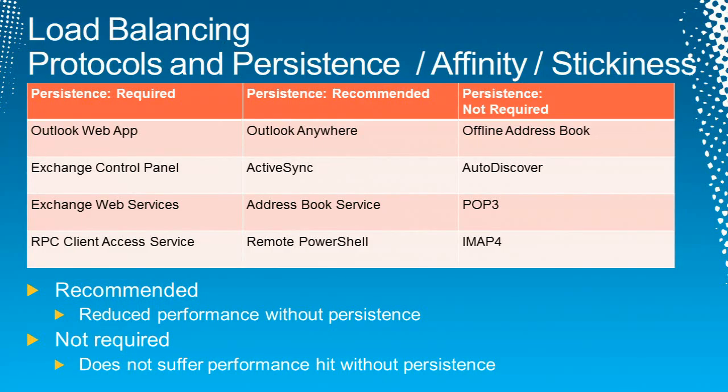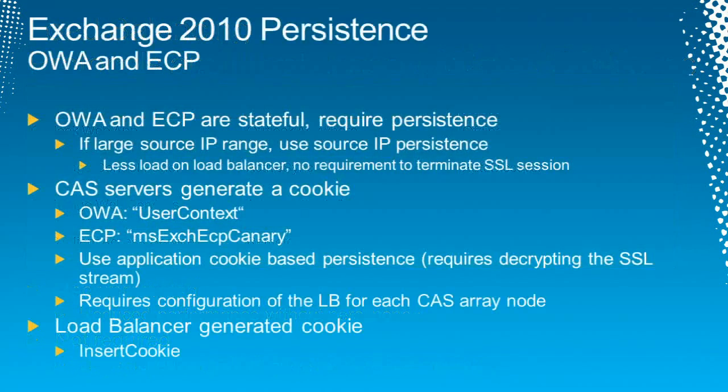So for the ones that require and recommend persistence, let's look at our recommended persistence options around that. So first of all, Outlook Web App and Exchange Control Panel are what we call stateful. So you send some credentials, we issue you a cookie, we use that cookie for your access throughout the duration of that Outlook Web App or ECP session. So if we send that cookie to a different CAS server in the array, it did not generate that cookie, and so therefore it wants to re-authenticate you. Your entire OWA or ECP session is then lost, right? So as a result, we need to maintain persistence for OWA and ECP.